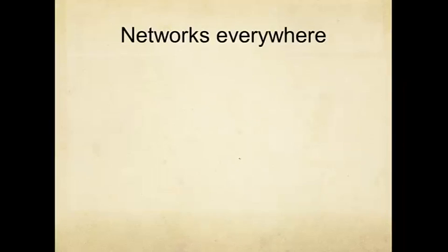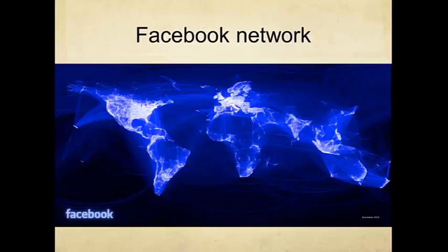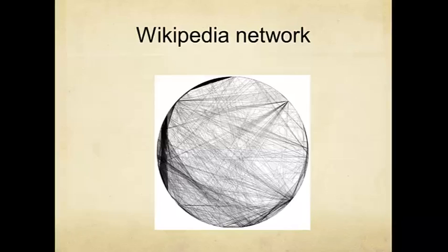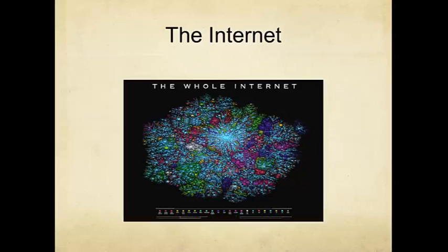This course is about networks, social, economic, and technological networks that show up everywhere, such as the Facebook network, where a node is a Facebook user and a link is a friendship relationship on Facebook, like the Wikipedia network, where a node is a Wikipedia article and a link is a hyperlink between the two web pages. And they live on top of the internet, which is a network of networks.